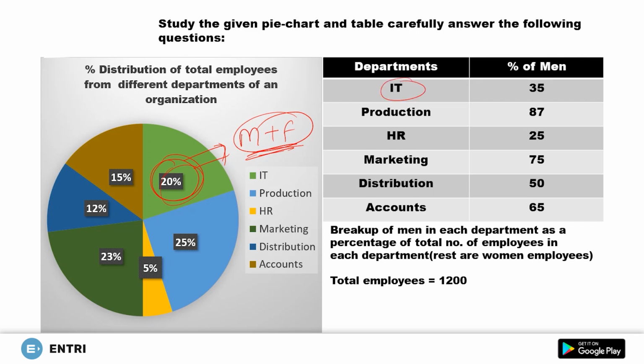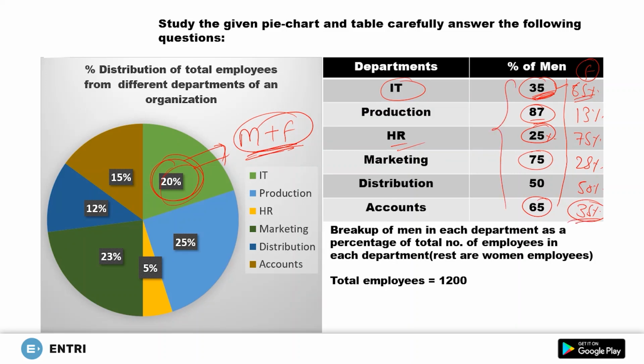And in the IT department you have already been given the number of males. The number of males is what? 35% are given. So can you say the number of females will be 65? If you talk about females, it will be 65. Here in the production department, if males are 87, then females will be 13. In HR, this one is 25, then females will be 75. This one is 75, then females will be 25. This one is 50, then this will also be 50. Here 65, then this will be 35. Okay, so the number of males you have got, the number of females you have got also.